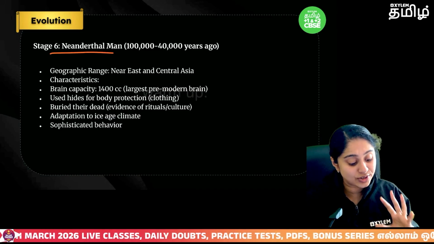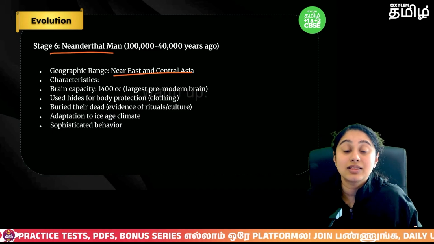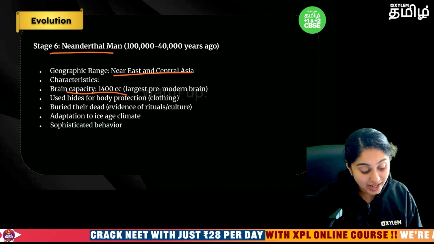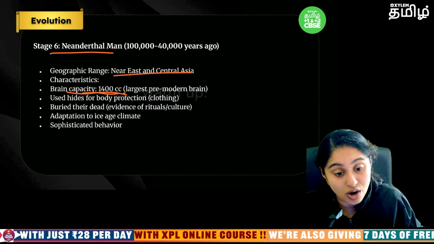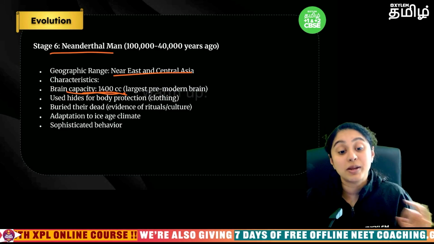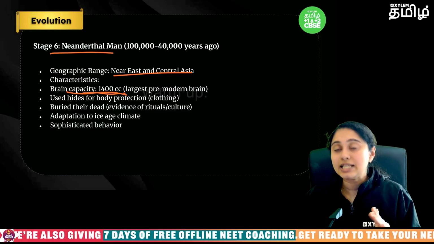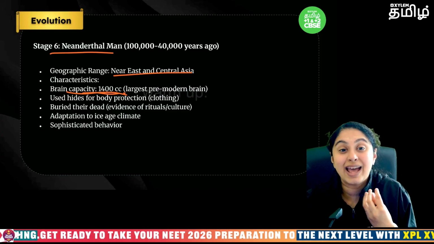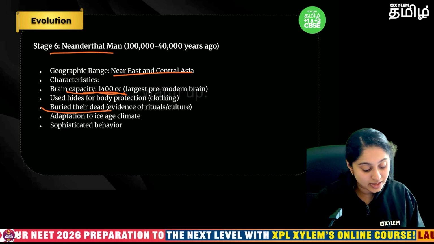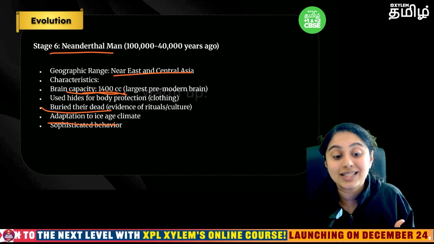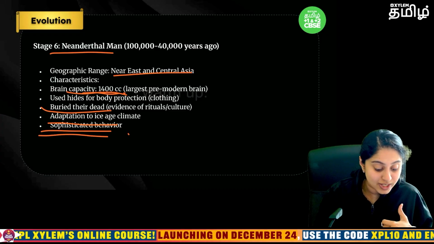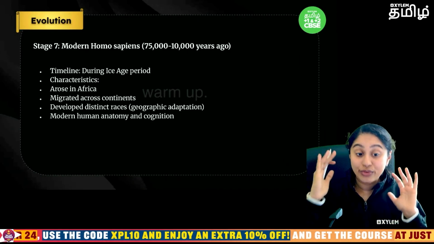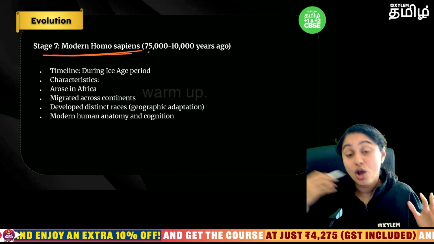Then N for Neanderthal man. So Neanderthal man was seen somewhere from the east to central Asia. He had a very high brain capacity, about 1400 cc, and this is the largest pre-modern brain, okay. And here he started using clothes. He started covering his body with certain animal skin and all of those things, and then he buried his dead. He started adapting to ice age climate, and he had a much more sophisticated behavior compared to the ape-like beings that we were. Now from there is where we have the modern Homo sapiens.